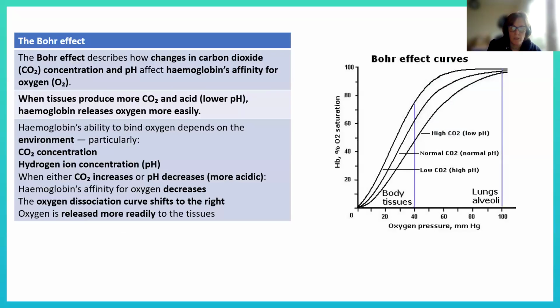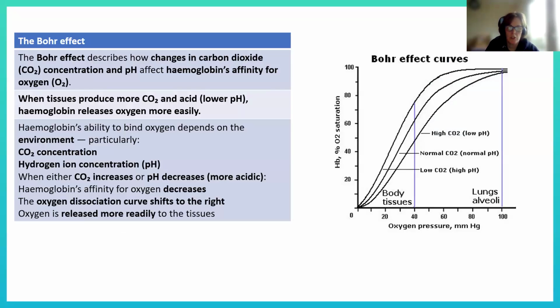And we get something called the Bohr effect. What this describes is the changes in carbon dioxide concentration and pH and how they affect hemoglobin's affinity, so how much it wants to stick to the oxygen.